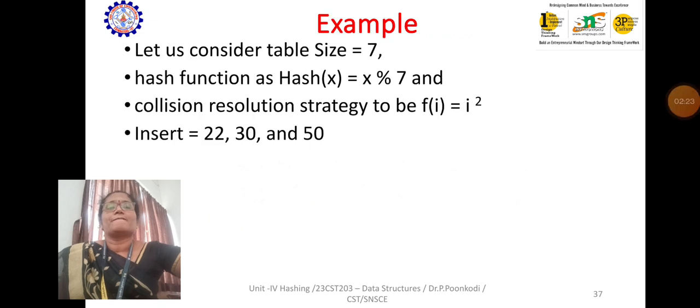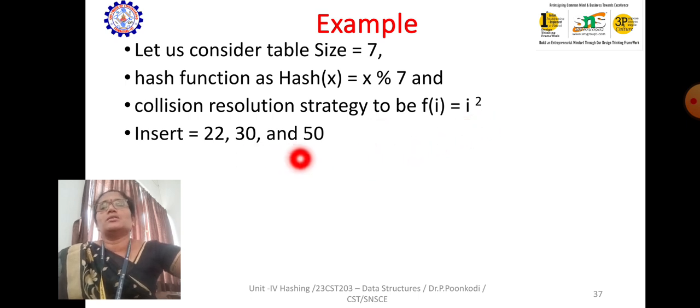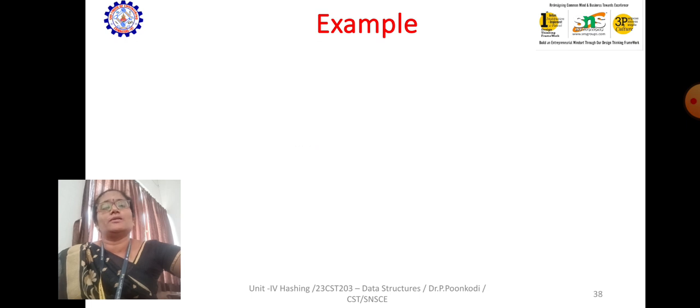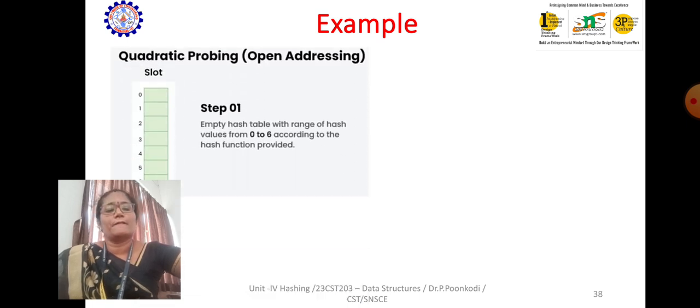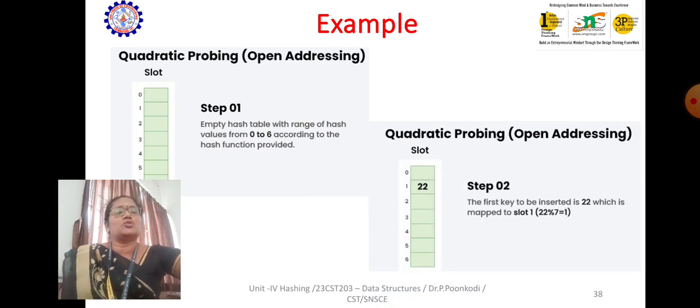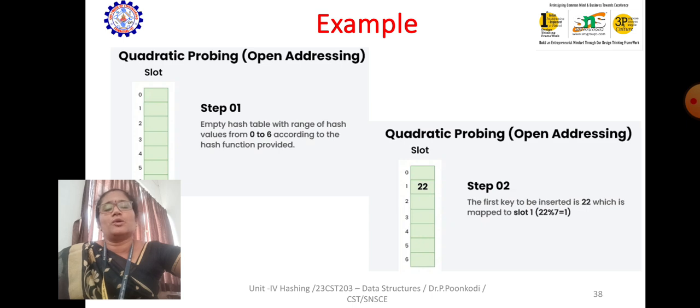Let us consider the table size is 7, the hash function is hash(x) = x mod 7, and the collision resolution strategy is quadratic probing. Insert 22, 30 and 50. The first step: initially it is an empty hash table, and the first value is 22. 22 modulo 7, the remainder is 1. So 22 will be stored in index position 1.